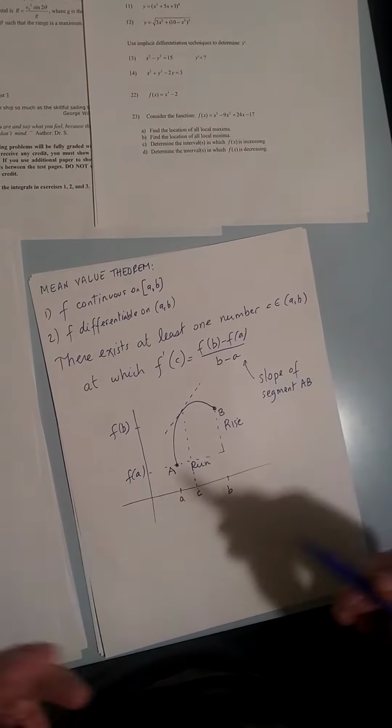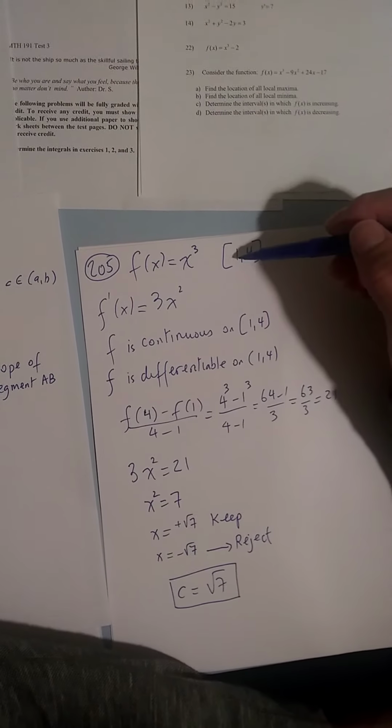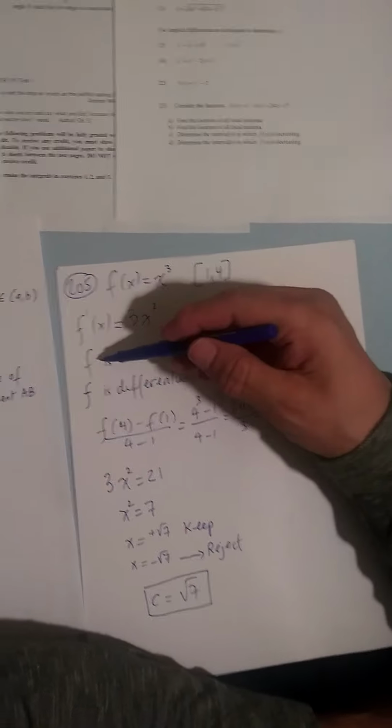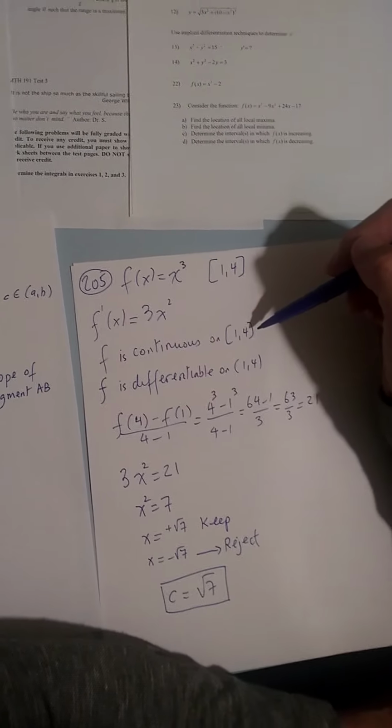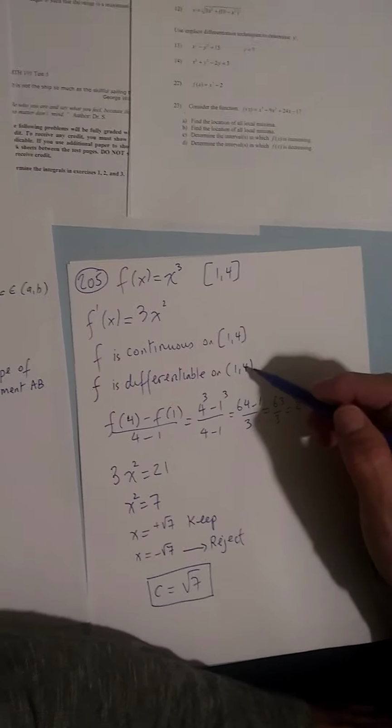Okay, so that's the mean value theorem, and we're going to do an example. Example 205. f of x equals x cubed in the interval 1 to 4. Well, first of all, x cubed is continuous on the closed interval 1 to 4. The derivative of x cubed is 3x squared. It is also differentiable. f of x is differentiable on the open interval 1 to 4.